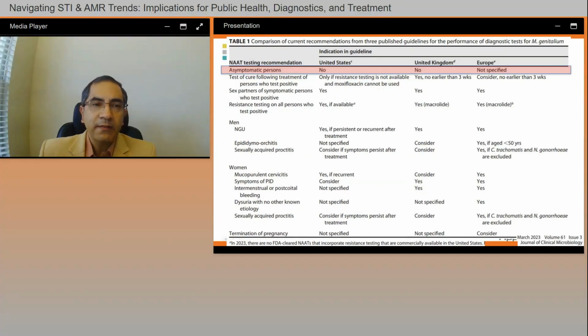This is a summary slide for recommendations for Mgen testing from 3 public health agencies: CDC in the US, UK, and Europe guideline. Unlike CT, NG, and TB, there is no specific screening recommendation for Mgen in asymptomatic individual. Testing is only recommended in an individual with clinical presentation of STI, and also the sex partner of individual who tested positive for the bacteria.